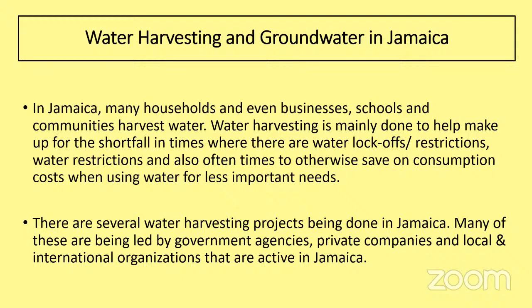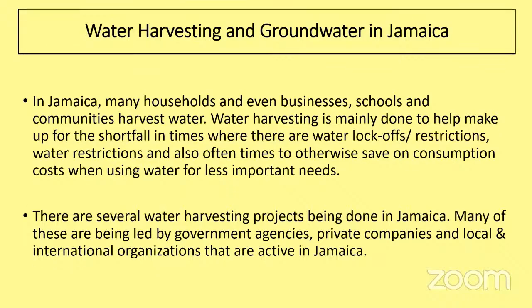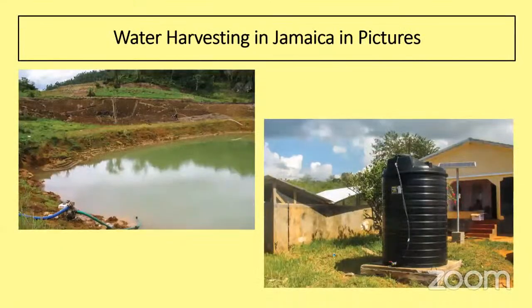Now, there are several water harvesting projects being done in Jamaica, and many of these are being done by the very government agencies that I mentioned and others like the National Irrigation Commission, the National Environment and Planning Agency, and even private companies like Jamaica National Bank, which is involved in something called the Water Project Jamaica. Many NGOs and international organizations are also involved in other large and small scale water harvesting projects in Jamaica.